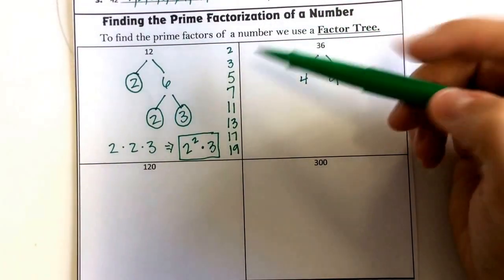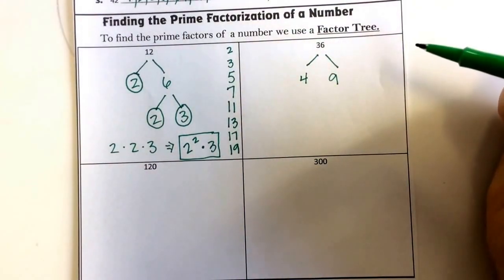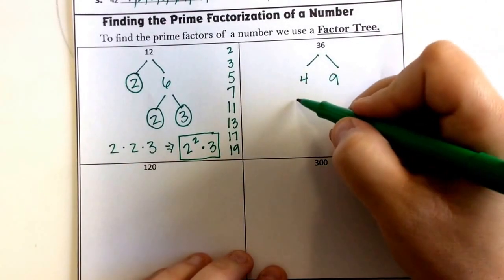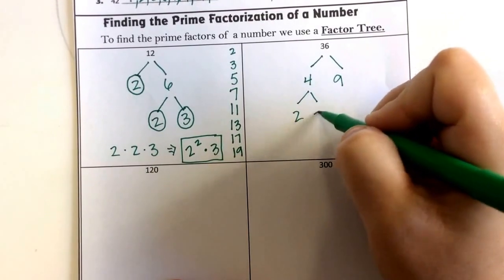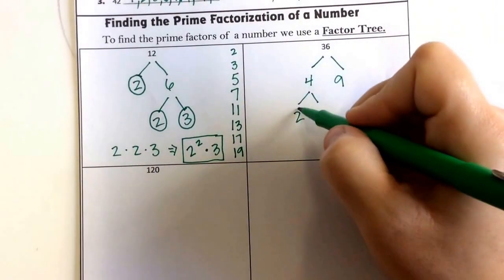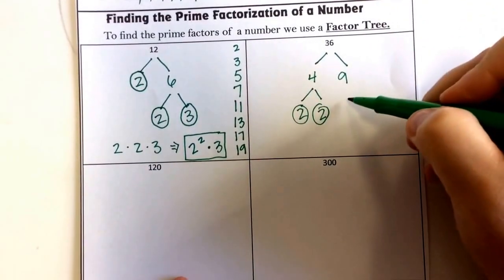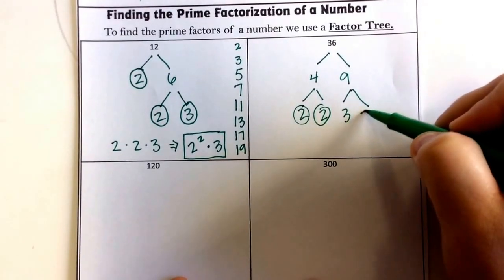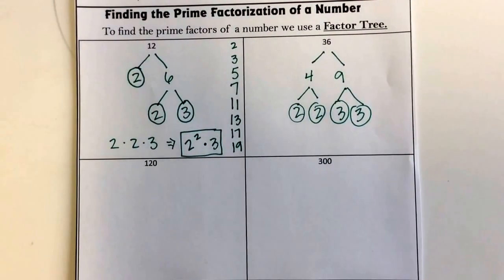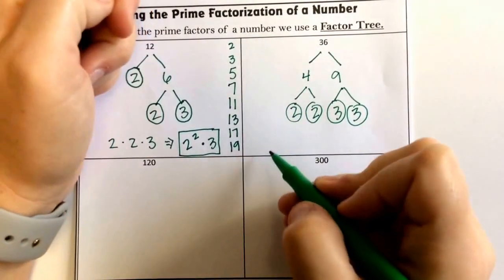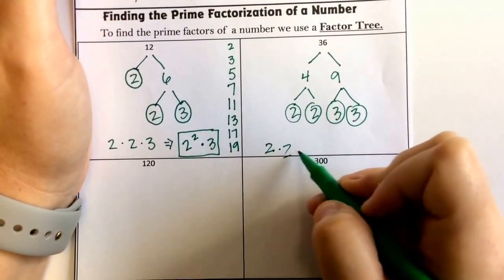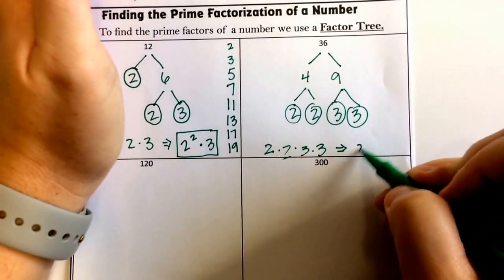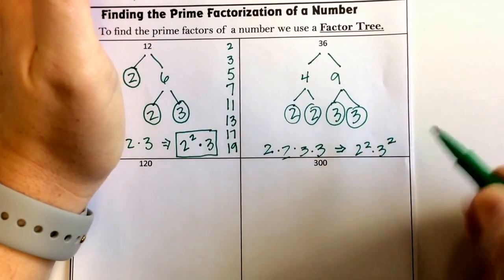Are 4 and 9 prime? Well, if you look at our list, they're both composite numbers. They can be broken down further than this. And so 4 becomes 2 times 2. We know that 2 is prime, and so I'm going to circle both of those. And then 9 can be broken down to 3 times 3. 3 is also prime, and so we get to write this as 2 times 2 times 3 times 3. Again, as exponents, this becomes 2 squared times 3 squared.